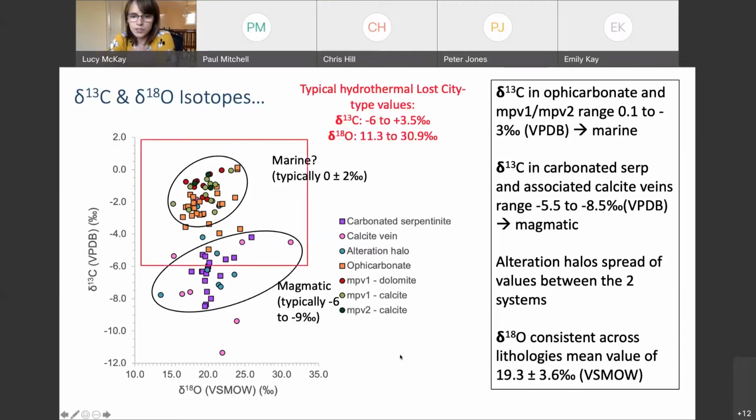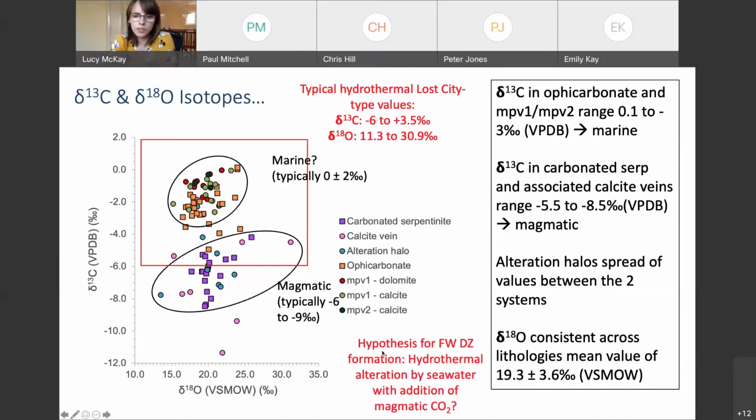Importantly, these delta 13C and delta 18O values are similar to those that have been reported for hydrothermal environments elsewhere. So one hypothesis is that the carbonates in the Highland Border ophiolite, the ophicarbonate, the orange unit, and the carbonated serpentinite, the purple unit, are the result of hydrothermal alteration by seawater with the addition of this magmatic CO2 signature.